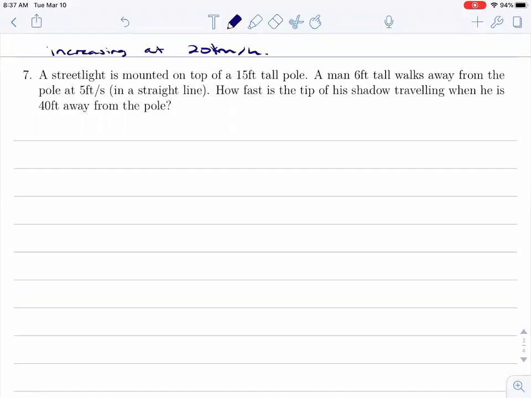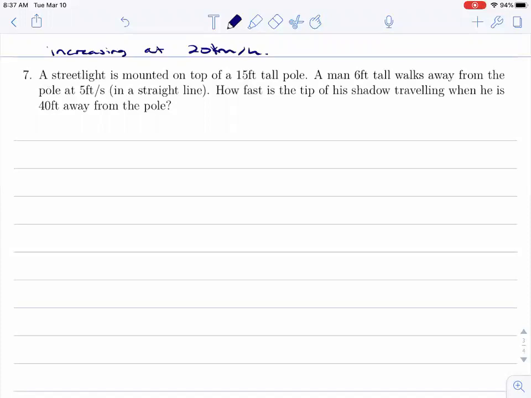A street light is mounted on top of a 15-foot tall pole. A man 6 feet tall walks away from the pole at 5 feet per second in a straight line. We can assume that it's a straight line even if it didn't say, because it'd be really tricky if he was walking like this. How fast is the tip of his shadow traveling when he's 40 feet away from the pole? So 40 feet, not 4.